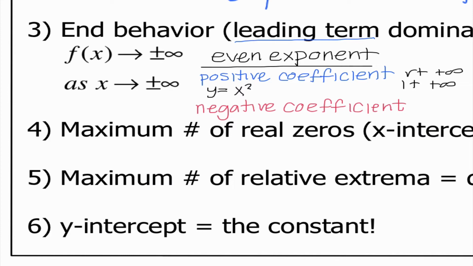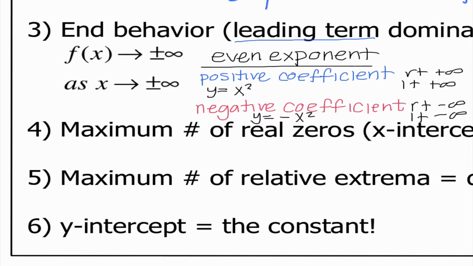If we had a negative coefficient, that would be something like y equals negative x squared, and we know that negative makes it a reflection over the x-axis. So to the right, it would go to negative infinity, and to the left, it would also go to negative infinity. So even though this is a new concept, we've actually seen this before. We just need to think about it in a slightly different way.